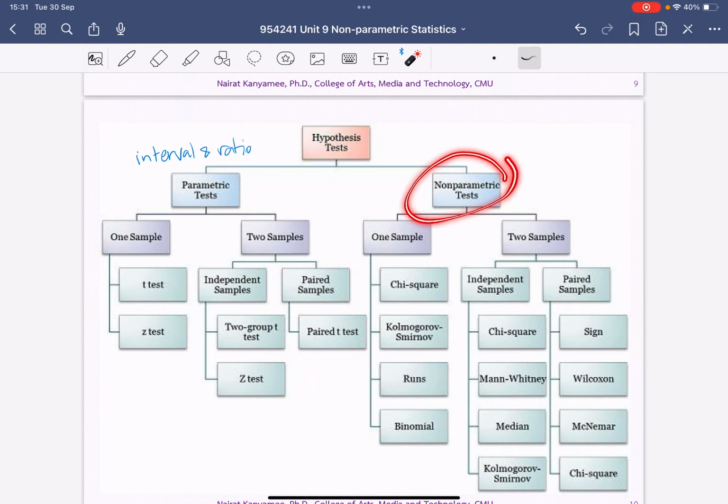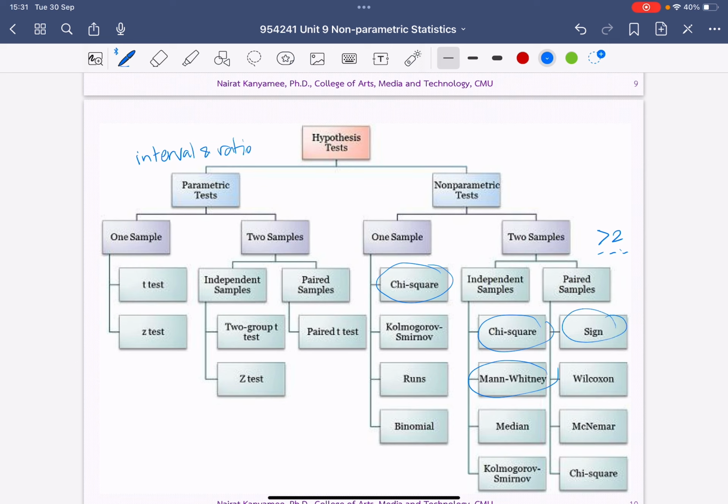Non-parametric tests also have 1 sample, 2 samples, and more than 2 samples. We have more tests on the next page. So chi-square, which we did a lot, and for independent samples, Mann-Whitney, sign test, Wilcoxon, chi-square. That's it.